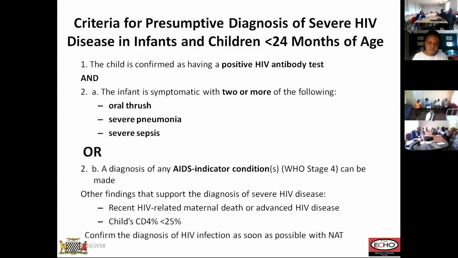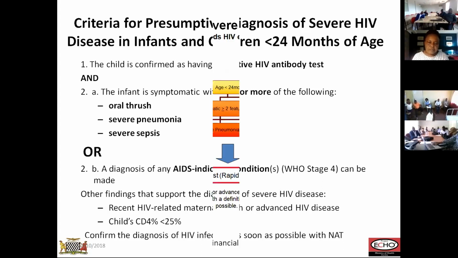So you need to immediately collect your specimen for HIV diagnosis, for the nucleic acid test to confirm HIV infection in the infant, and make sure you follow up the results so that you get them early enough to confirm HIV disease. Can proceed.